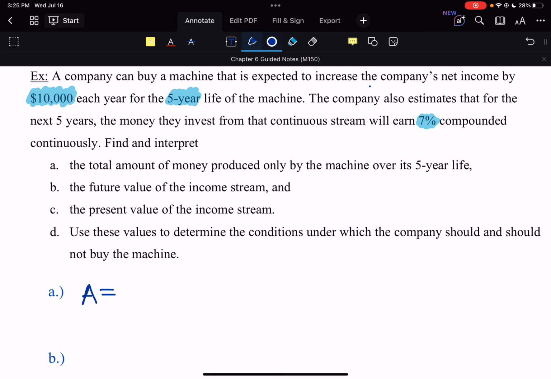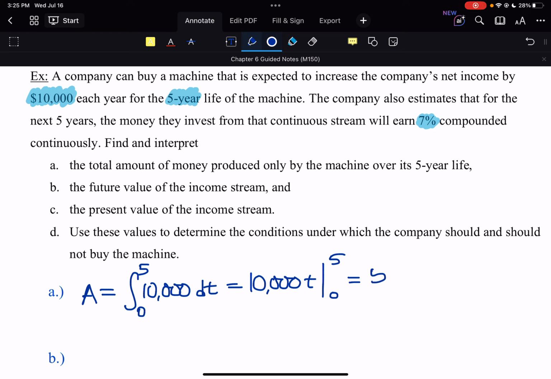So the machine is generating $10,000 a year for 5 years. There's no interest being calculated on the machine's value. So this is the integral from 0 to 5 of 10,000 dt. So that's 10,000 t from 0 to 5. So that's $50,000, which again is just $10,000 a year for 5 years, right? 10,000 times 5.